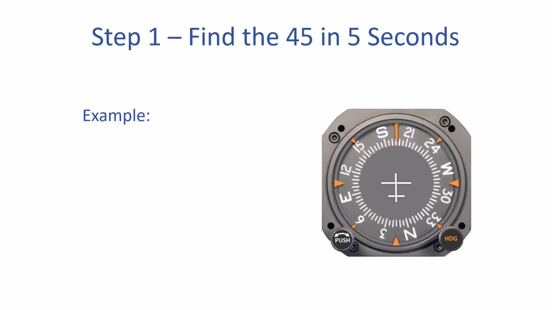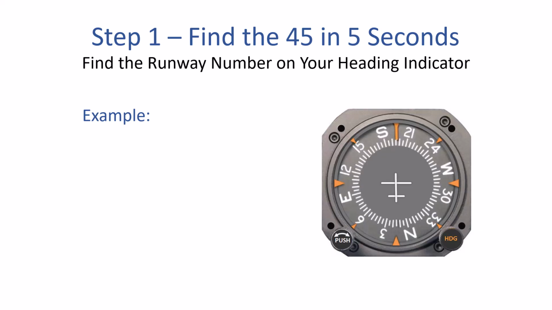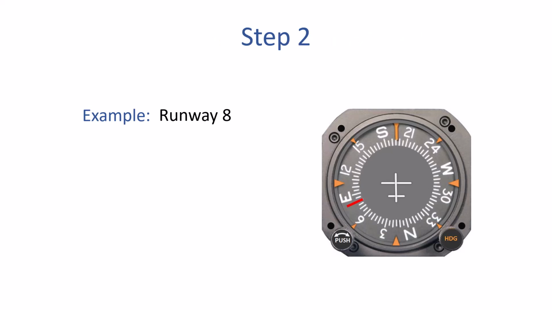So now that we know the winds and we know what runway we're going to use, we're going to start with step 1 for finding the 45 in 5 seconds. And it literally takes 5 seconds. It's going to take a little longer for me to explain it to you, but it will take 5 seconds once we're all done. Step 1 is find the number on your heading indicator. In this example, we're going to use runway 8. Look at your heading indicator, and you can see runway 8 is right there.